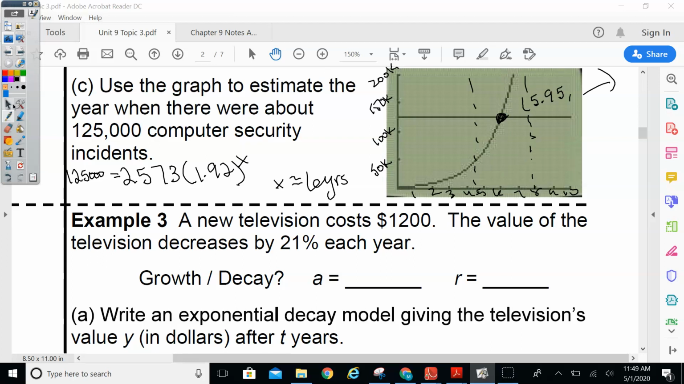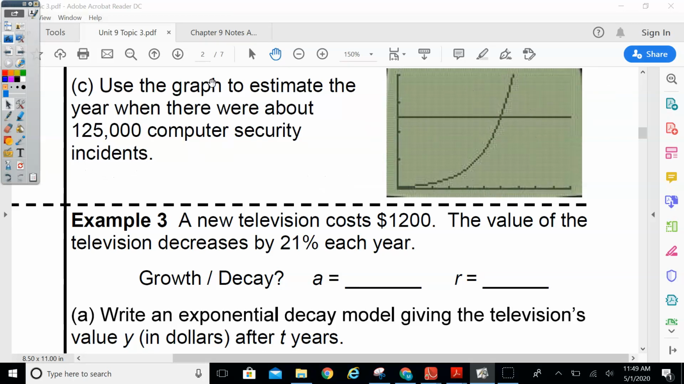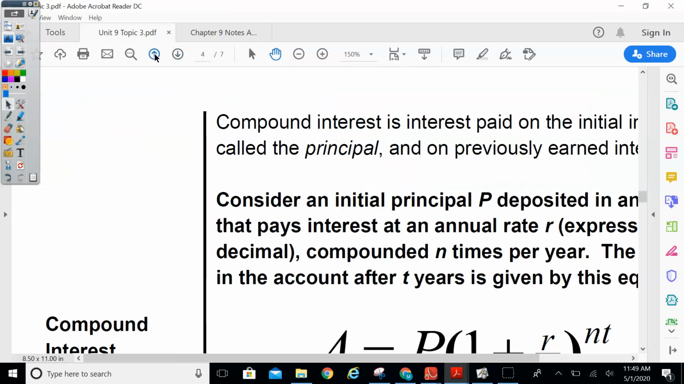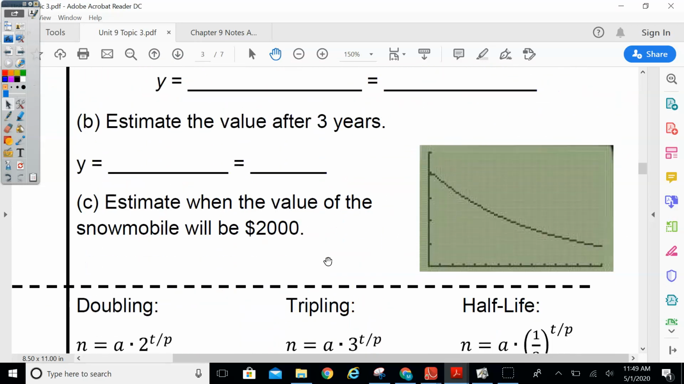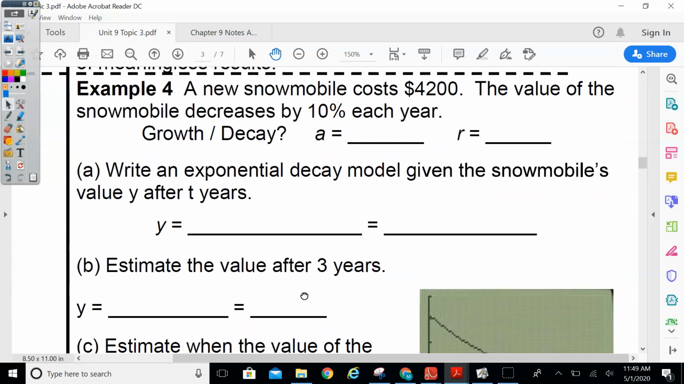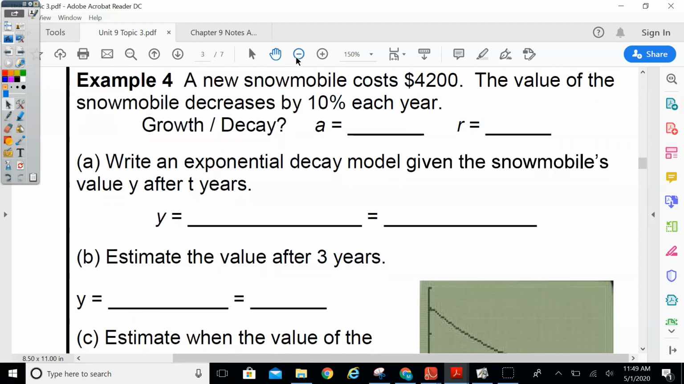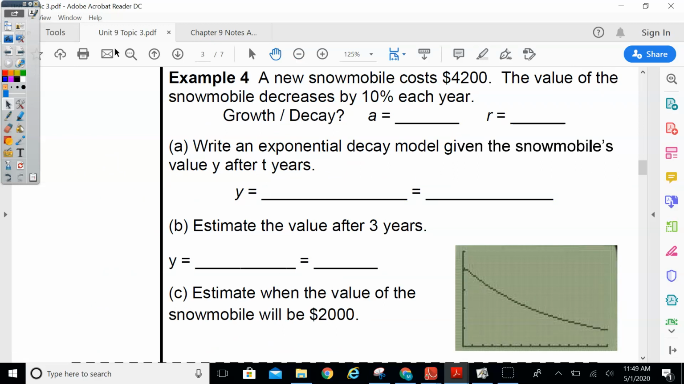Okay, and then we have one more decay model. Okay, so example number 4 here. It says a new snowmobile costs $4,200. The value of the snowmobile decreases by 10% each year. So again, growth or decay. Decreases is decay. Another word you'll see is depreciate. If something depreciates, that means it's going down. It's getting lower. So decay, depreciate, decline, all those mean decay.